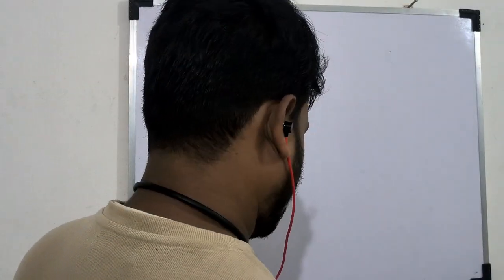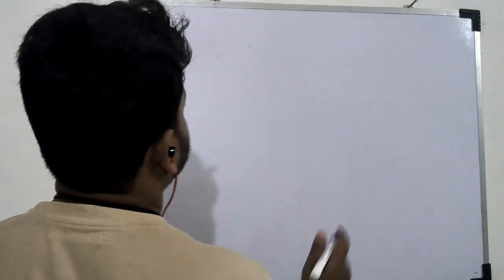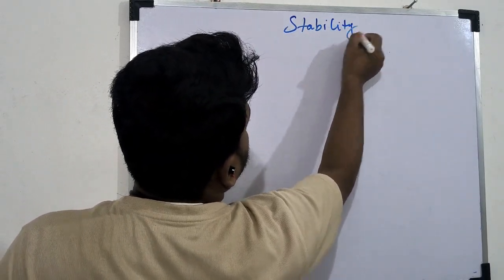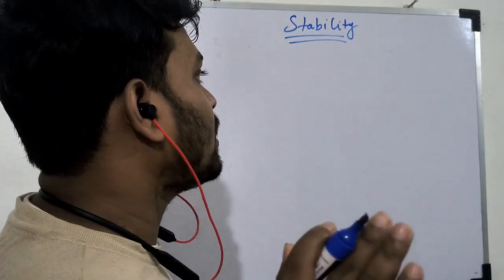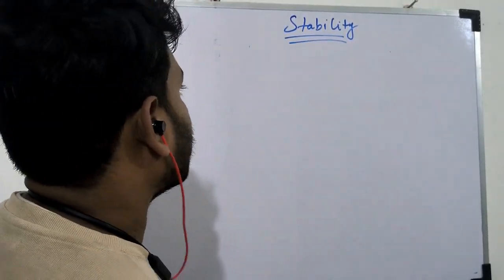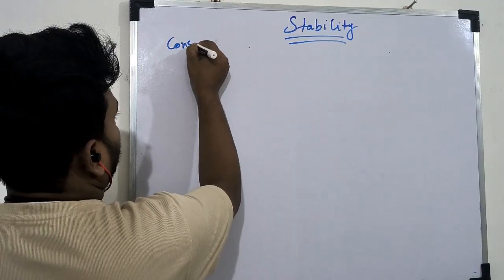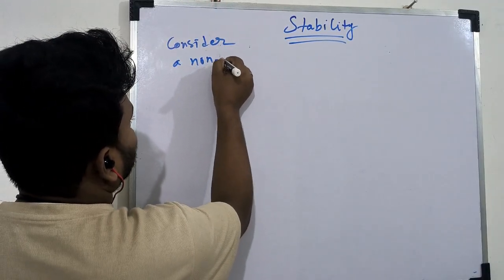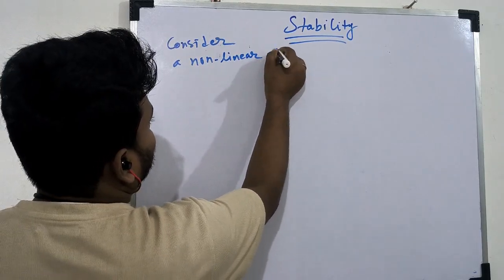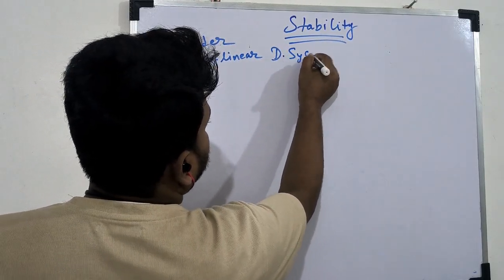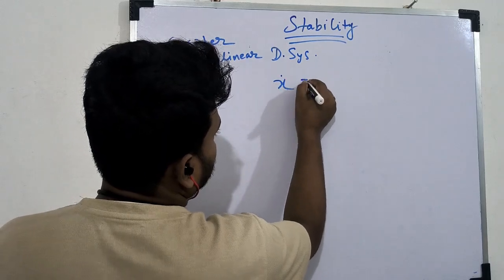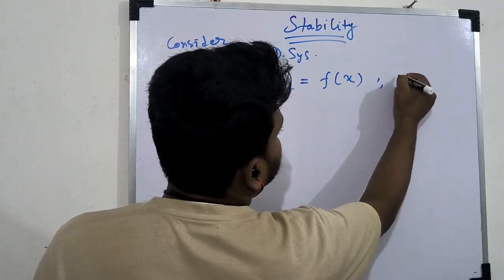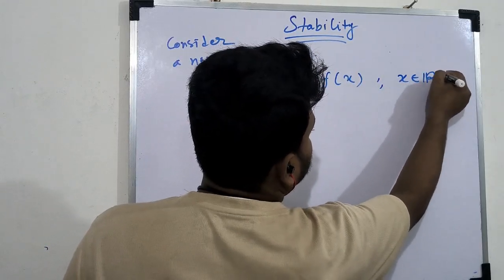So today I'll make a short video on the stability of an equilibrium point, or stability of a dynamical system. So first of all, consider a non-linear dynamical system, x dot equal to f of x, where this x belongs to R^n.